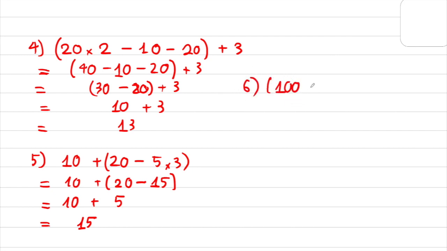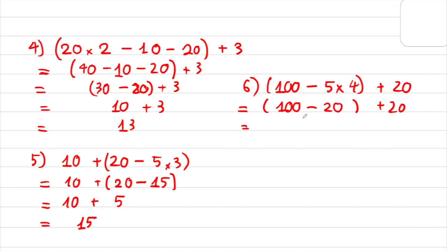Here you have 100 minus 5 times 4 and plus 20 in here. You have this bracket with multiplication here, so outside the bracket I repeat, and inside the bracket I will follow the order of operations. Multiplication first: 100 repeat, minus repeat, 5 times 4, I take it as 20. 100 minus 20, 80, plus 20, you get 100. 100 is my final answer for question 6.